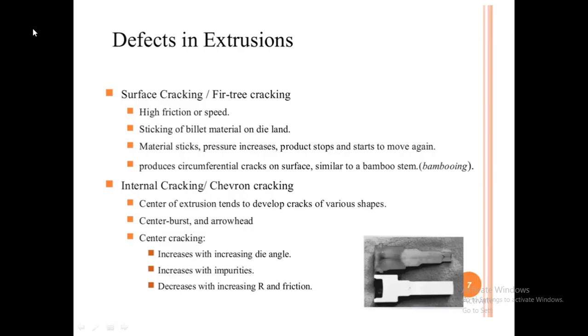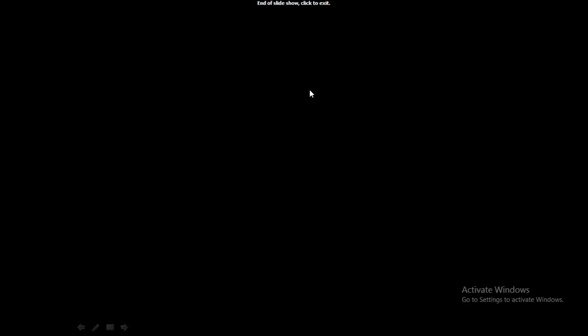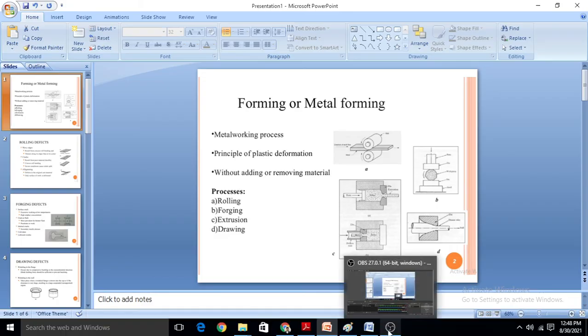that arise in forming processes. We have discussed the different forming operations, how the defects develop in them, how we can remove them, what the factors are that develop the cracks or defects, and how we can remedy or minimize them. So these are some factors that we discussed in today's session. So for today we will stop here. In the next session we will discuss the next part.